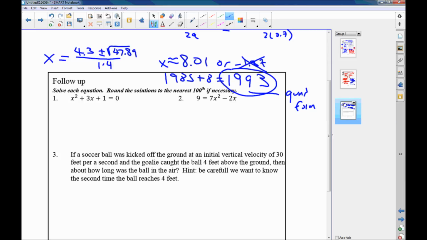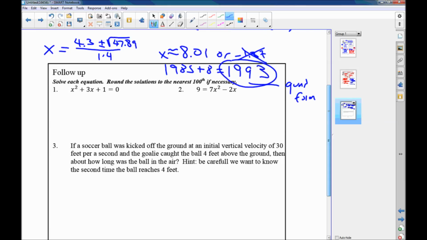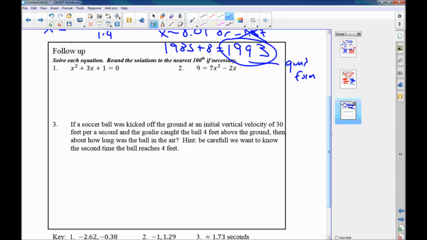Okay. And then number 3, if a soccer ball was kicked off the ground at an initial velocity of 30 feet per second, so that's the velocity going upwards at 30 feet, and the goalie caught the ball 4 feet above the ground, then how long was the ball in the air for? Hint, be careful, we want to know the second time the ball reaches 4 feet, not the first time it reaches 4 feet. Okay? So it's kind of going like this.